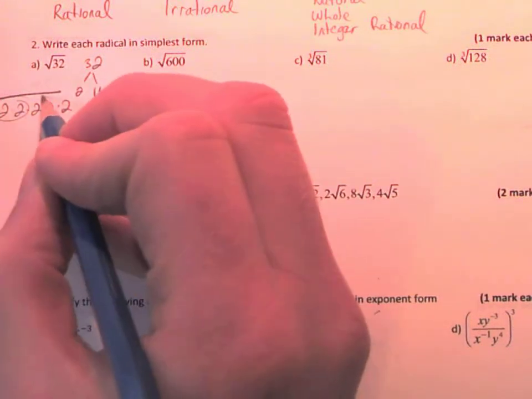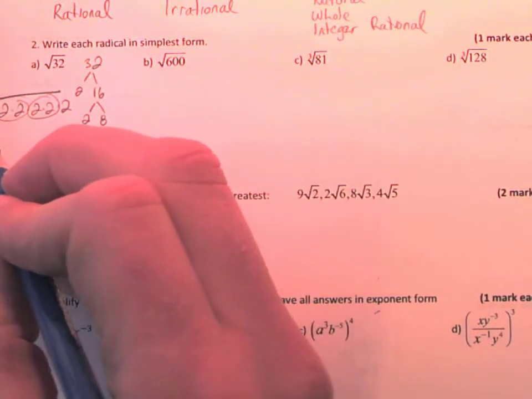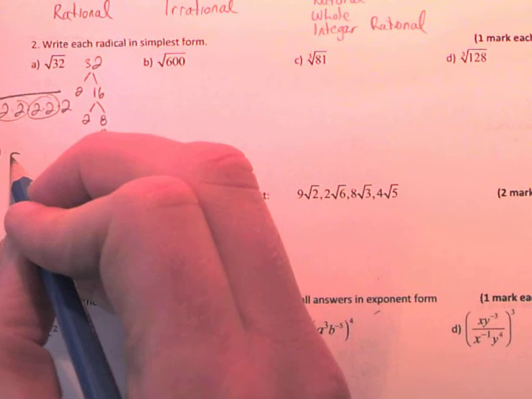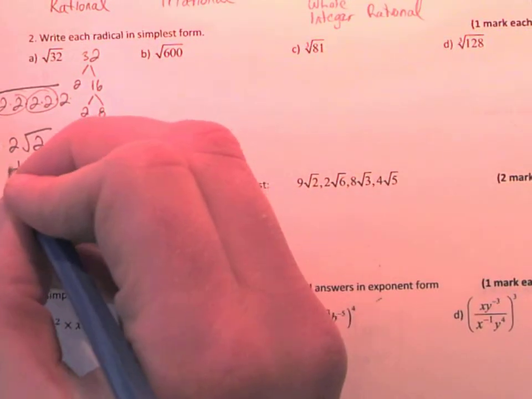We group by 2's to take them out. So we can take out 1, 2 for these 2's, 1, 2 for these 2's. We're left with 1, 2 on the inside of it. So overall, 4 root 2.